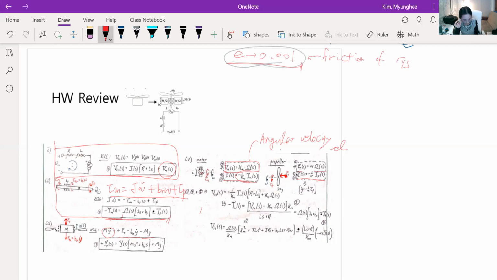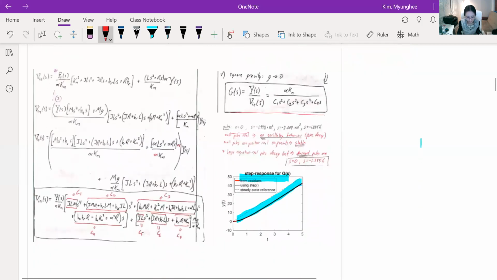And then the propeller force will make this system float. And also it should overcome the mg. If you are careful about all these signs, you will get this equation. So once you arrange all these equations, then you will get this big equation.